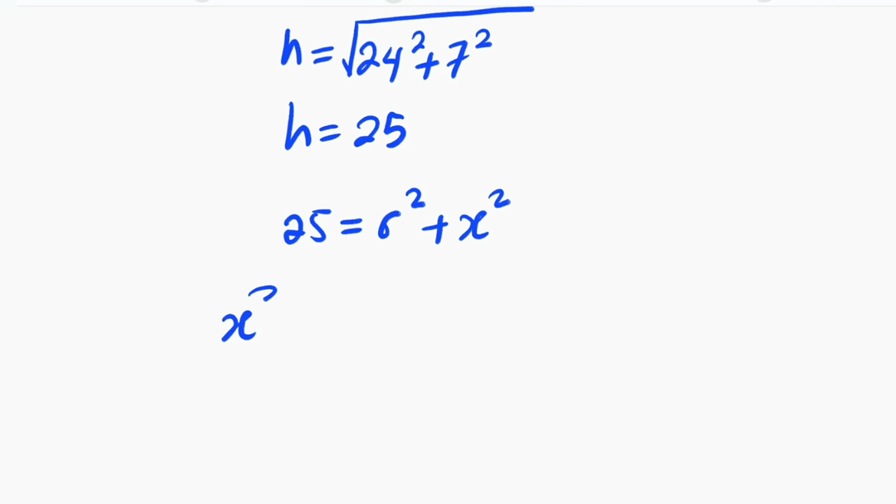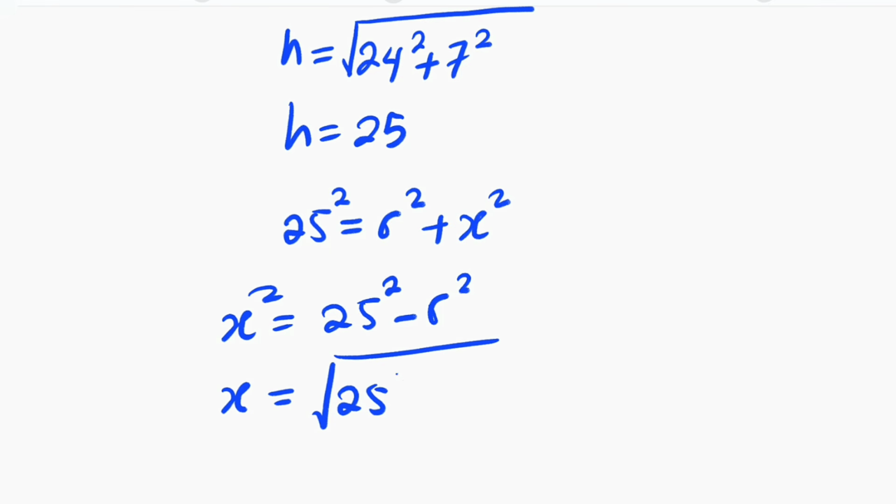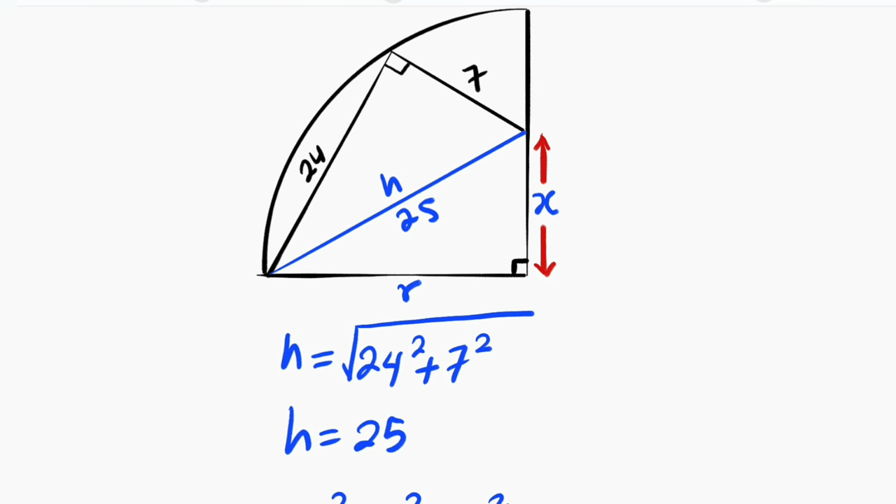So you can see that x squared is equal to 25. This is supposed to be squared, right? 25 squared minus r squared. Then finally, since x is positive, we have the square root of what? 25 squared minus r also squared. So let's go ahead and find the radius. And how can we do that?